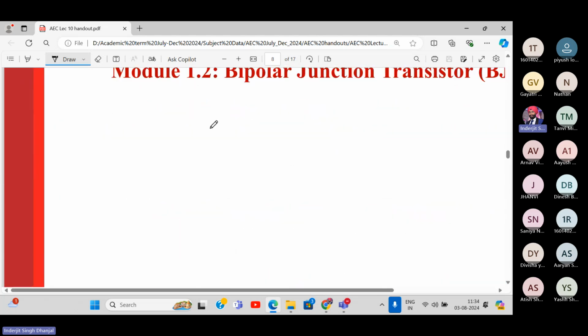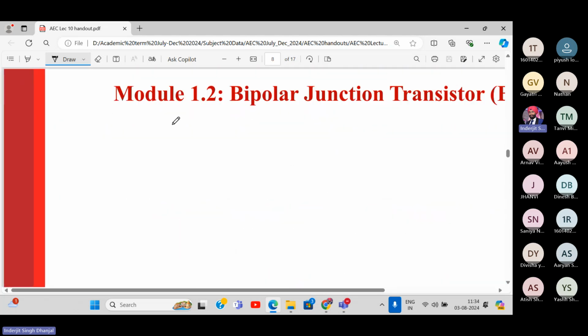Now let's begin with the most important concept. We have now moved into module number 1.3, that is DC circuit analysis.